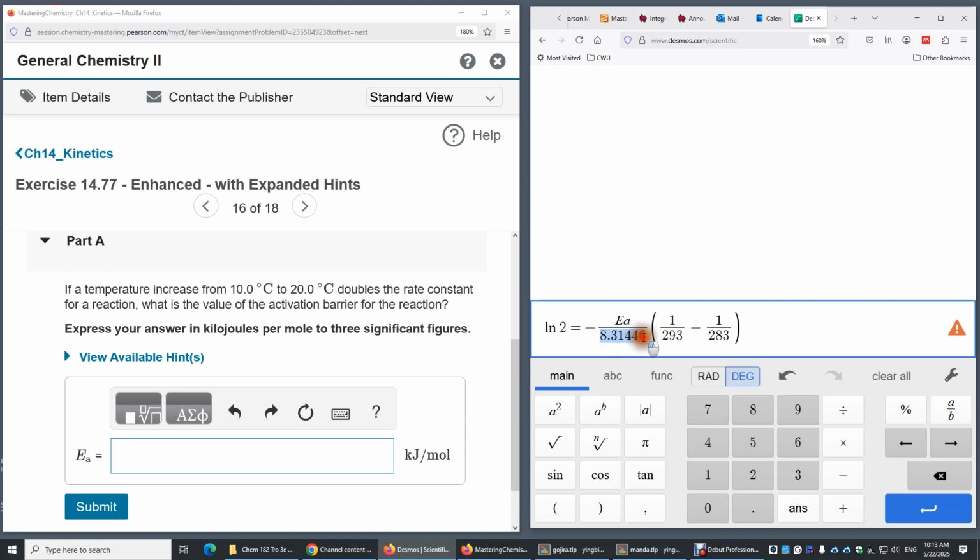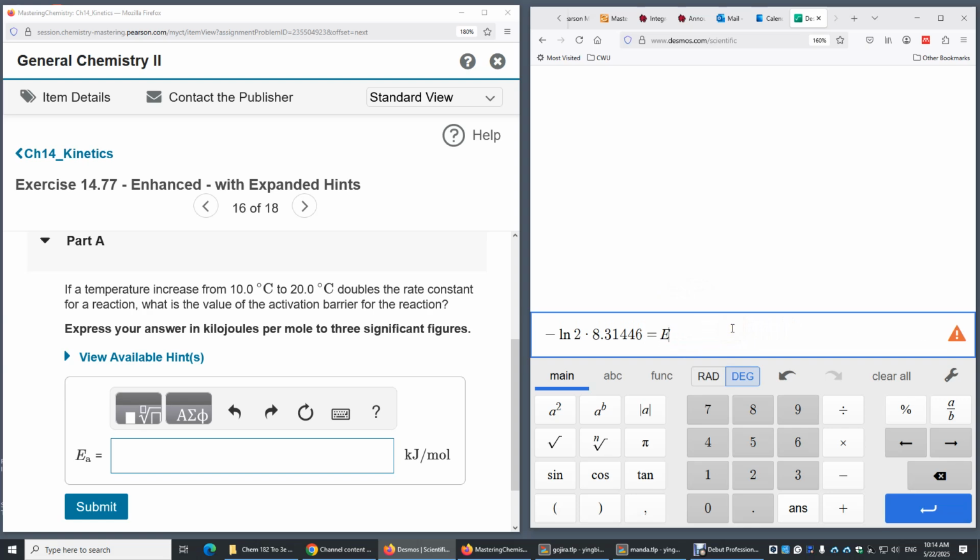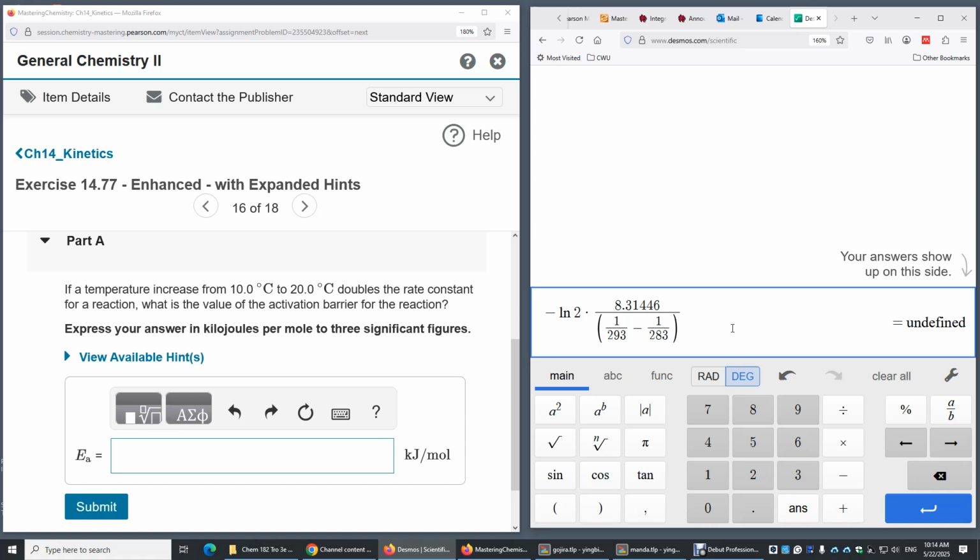So what we do is pretty simple. We just multiply both sides by the gas constant. Put a negative sign here, so we can get rid of this sign. So Ea is going to be this whole thing divided by this. Alright, I'm going to copy this, delete this, and then divide it by this.